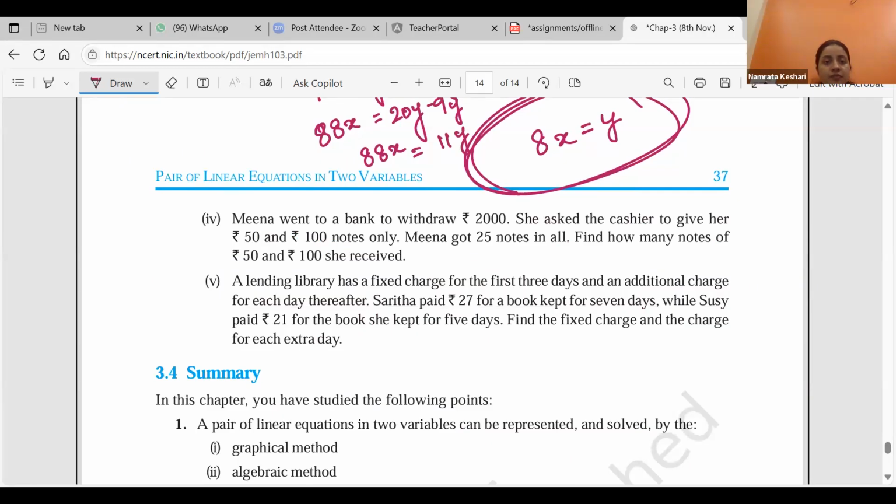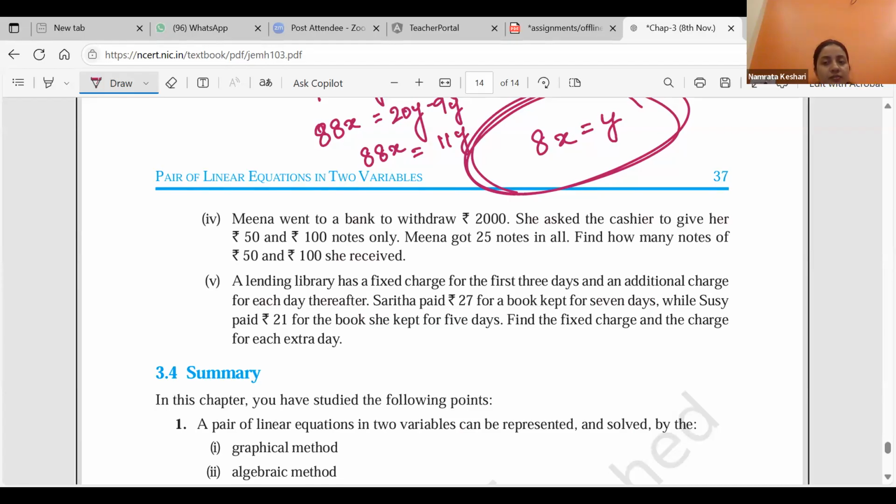Oh man. Okay, the last two. Meena went to bank to withdraw 2000. She asked the cashier to give her rupees 50 and rupees 100 notes only. Meena got 25 notes in all. Find how many notes of 50 and 100 she received.